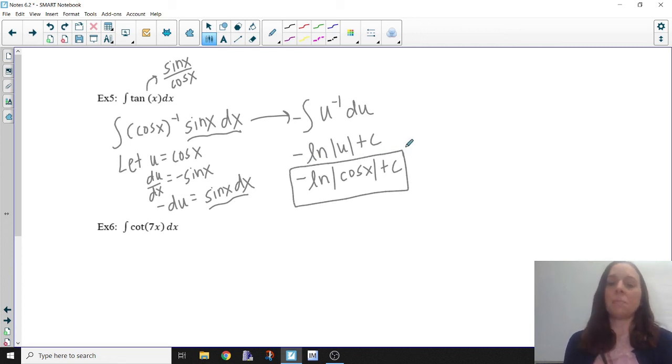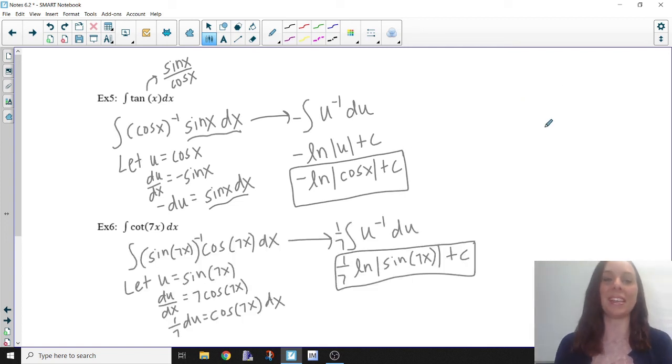Okay, example 6 is a similar process. It's a cotangent though, so cosine is in the numerator, sine is in the denominator, and you would let u equal sine of 7x and go from there. It's a little bit trickier, and just to save us some time, I am just going to pause the video, put in an answer, and bring it back to you without much explanation.